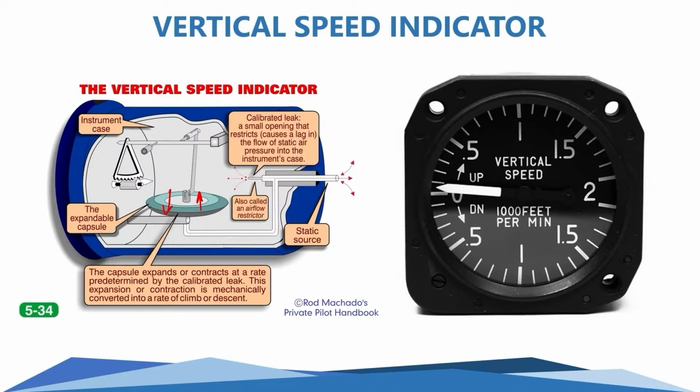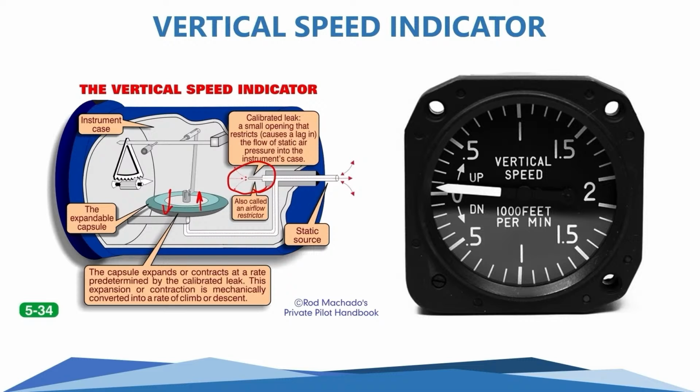The only difference between this and the airspeed indicator is this little device here, which is called a calibrated leak. It's a small opening that restricts or causes a lag in the flow of the static air pressure within the instrument casing. And basically it allows the device to go back to 0.